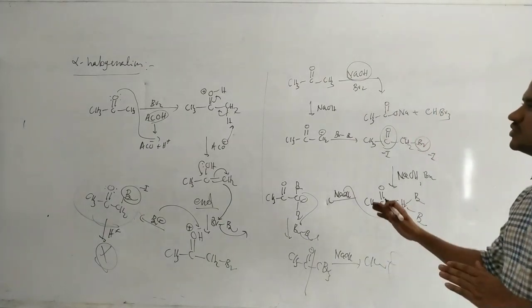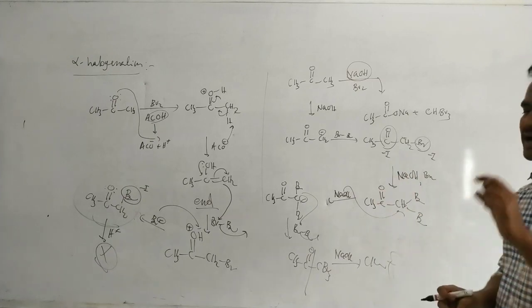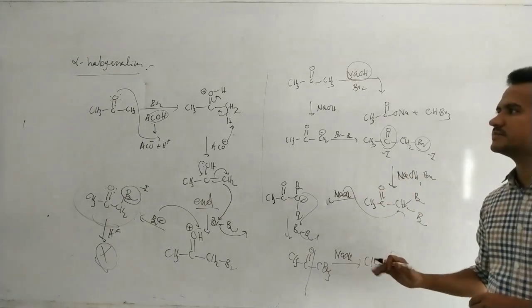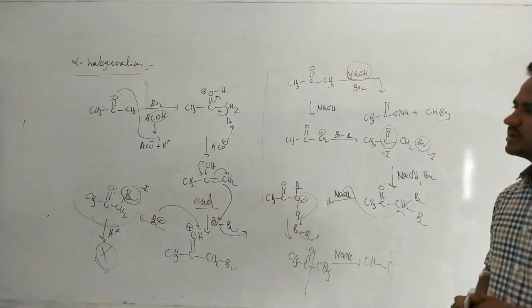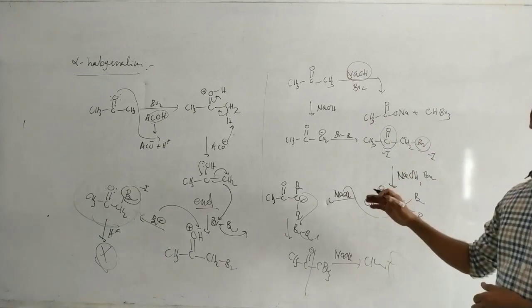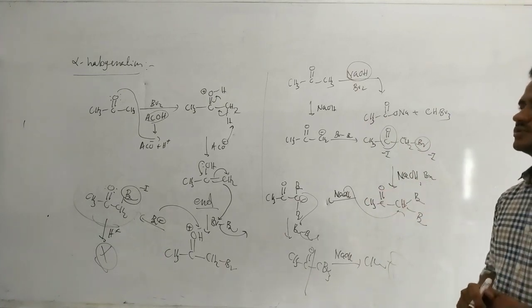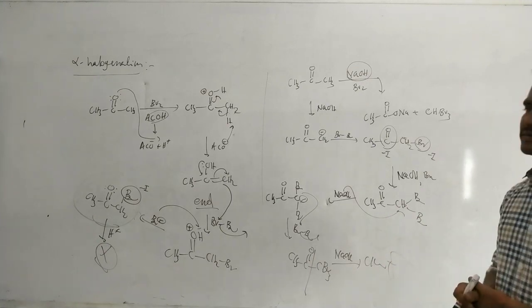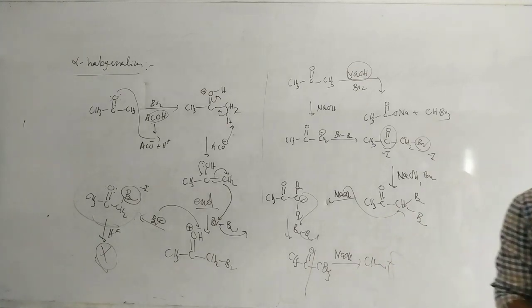Okay, that's it. There is a slightly further small concept in this topic, we will discuss in classroom. In alpha halogenation, in acidic medium monohalogenation takes place, and in basic medium trisubstitution, polyhalogenation takes place. Of course that leads to the haloform reaction. Okay, that's it.